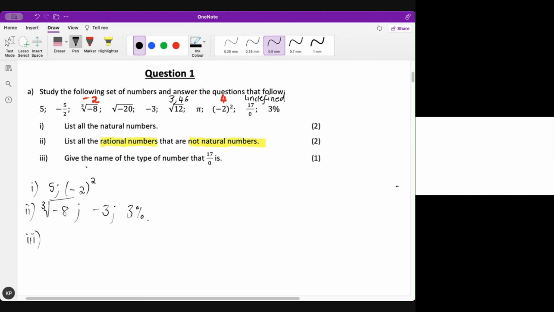Okay, last one. What is the name of the type of number that 17 over 0 is? We said it is undefined.